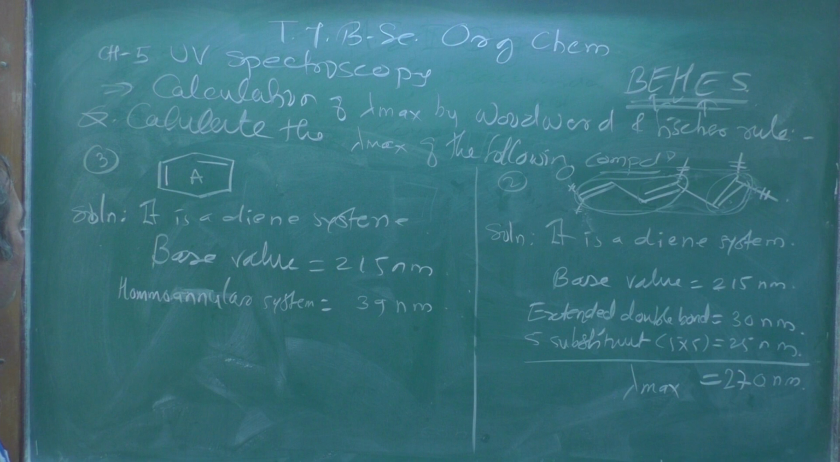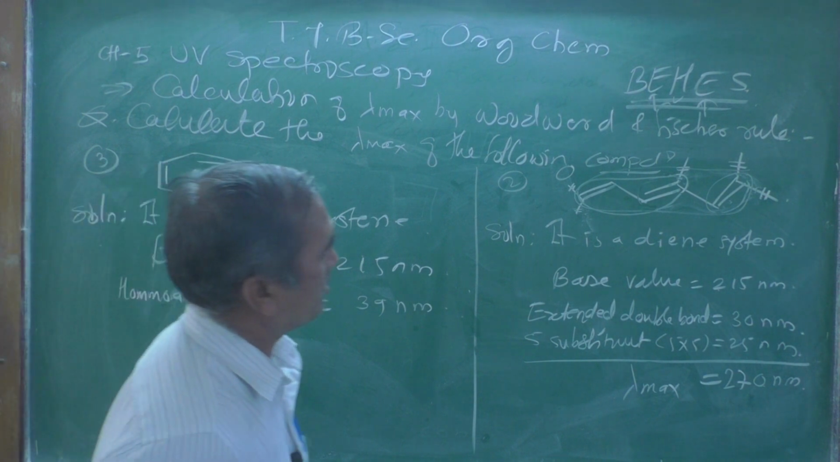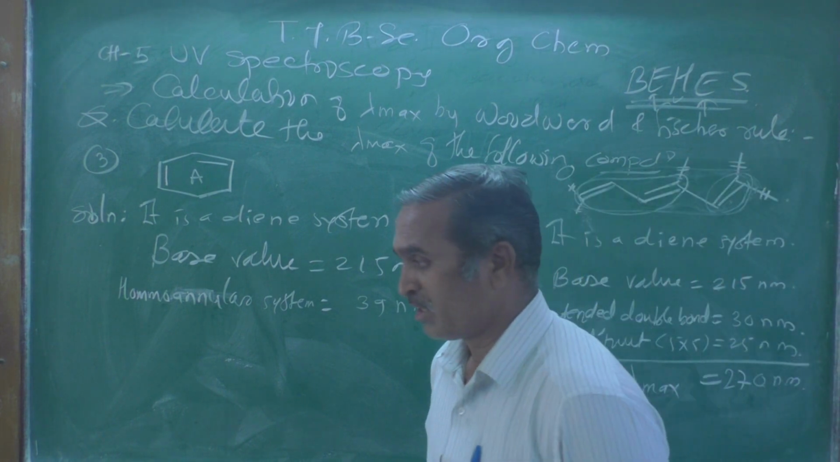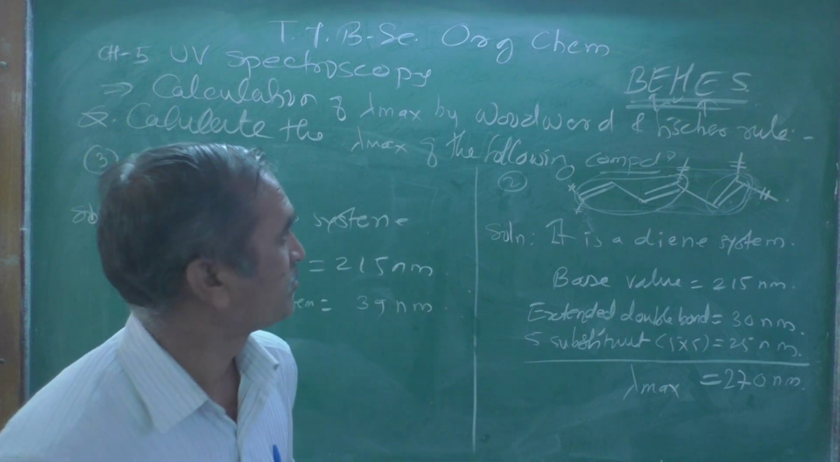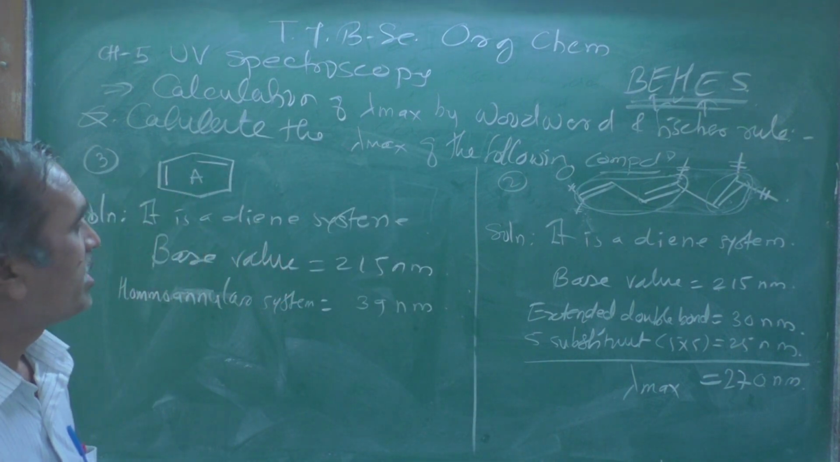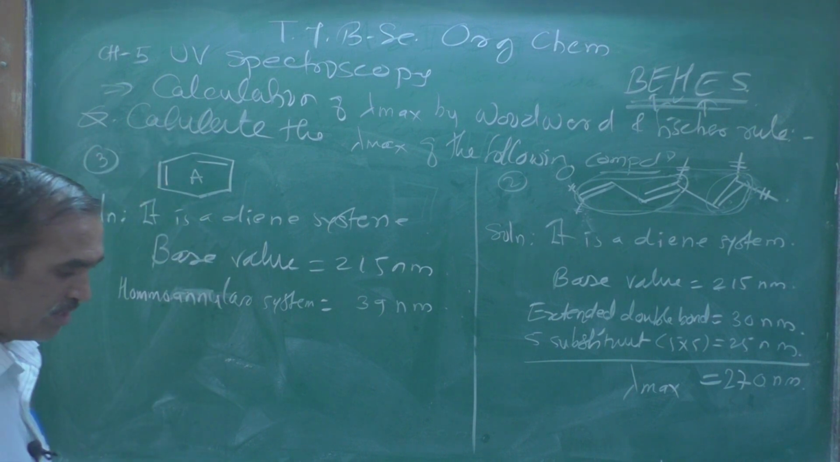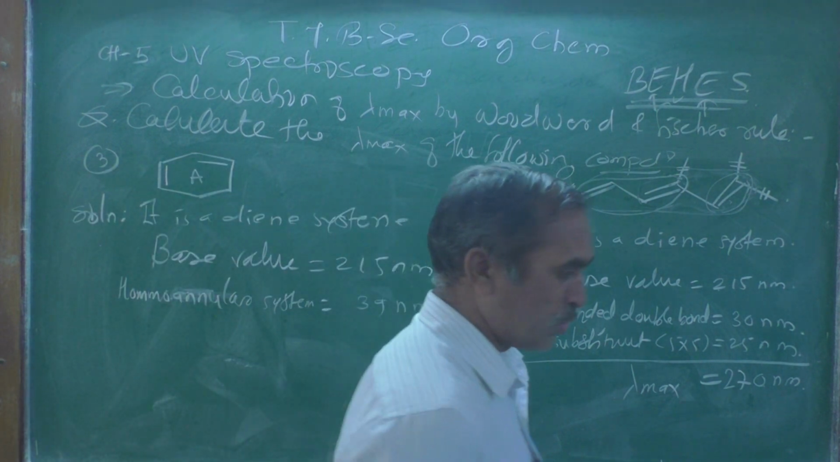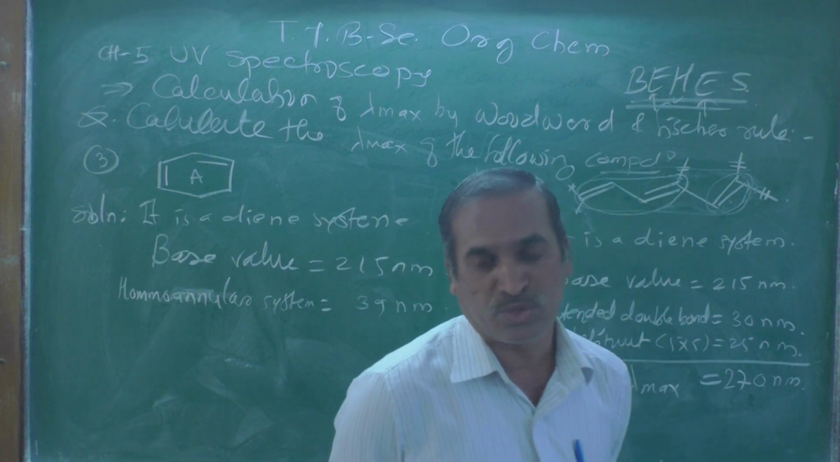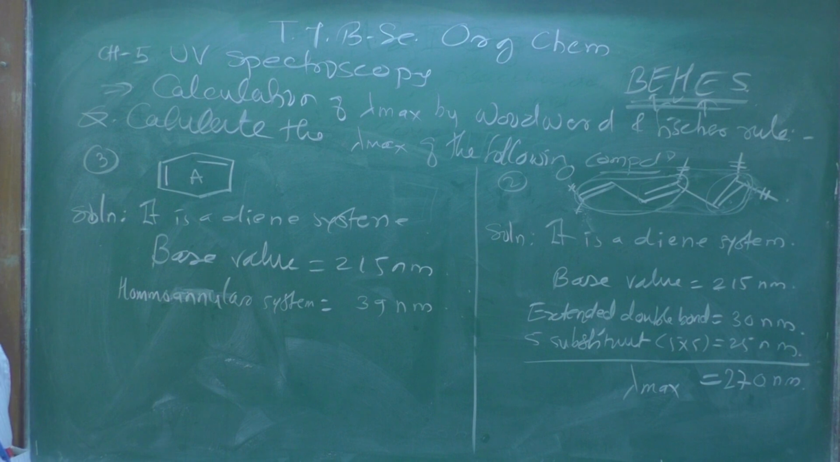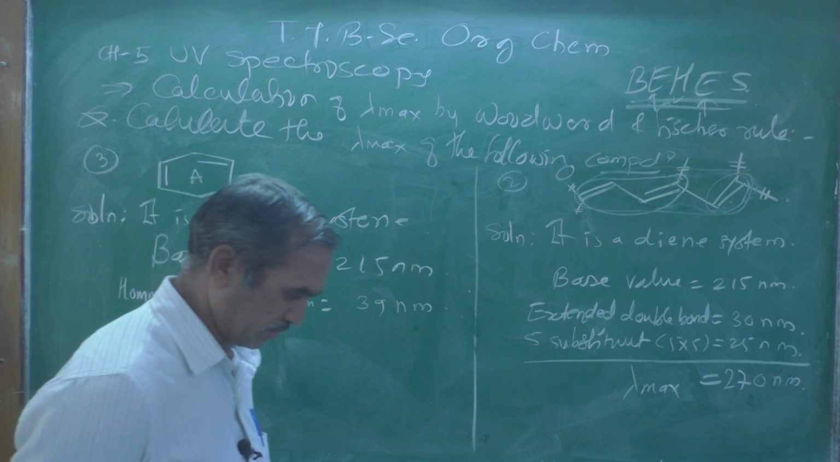Now next one, what does the next letter suggest? E stands for extended conjugation. Does this molecule have extended conjugation? No, only 2 double bonds are there, and therefore there is no question of extended conjugation. Therefore, there is no need to write it here. So E stands for extended, just now we have seen. Now is the substituent.